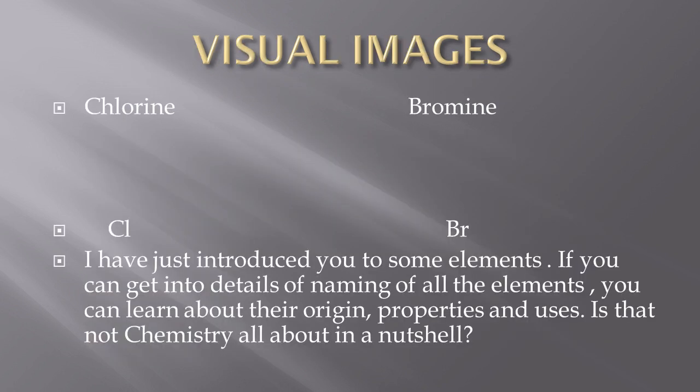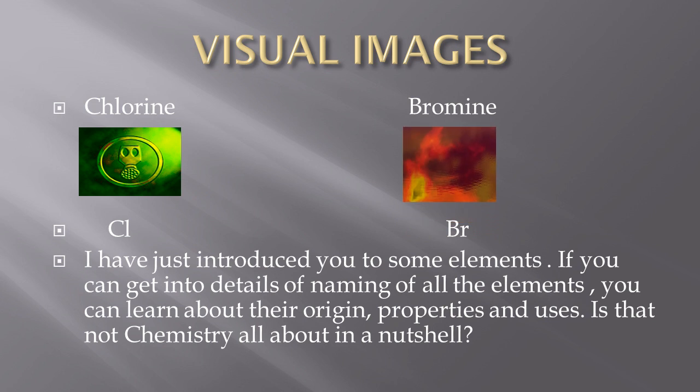Visual images of chlorine and bromine. You see the greenish yellow color in the background with a gas mask at the center. The gas mask tells you that the people who are working in the factories and industries manufacturing chlorine will have to wear a gas mask because it's a toxic gas. And coming to bromine, you find that to be reddish brown in color, and it looks as if it is flowing because bromine is a liquid.